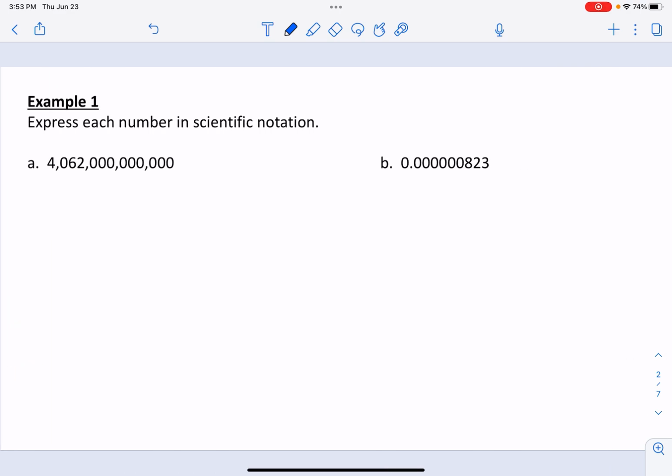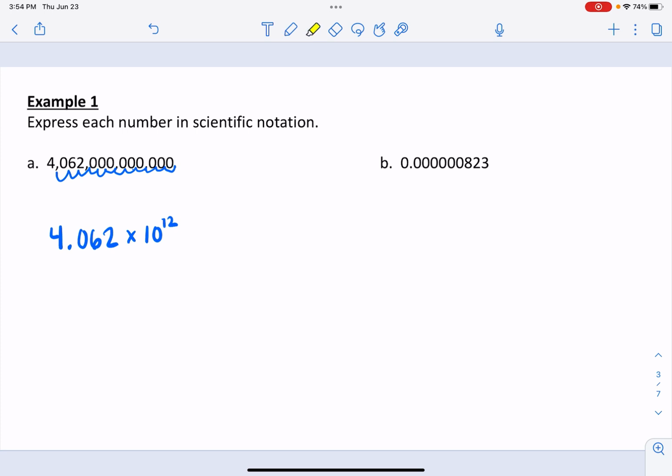Okay? So, express each number in scientific notation. What I have to do is, my decimal place is here. I have to figure out how many places I need to swing it so that my number is between 1 and 10. So if I swing it 1, 2, 3, 4, 5, 6, 7, 8, 9, 10, 11, that's 4.062 times 10 to the 12th.